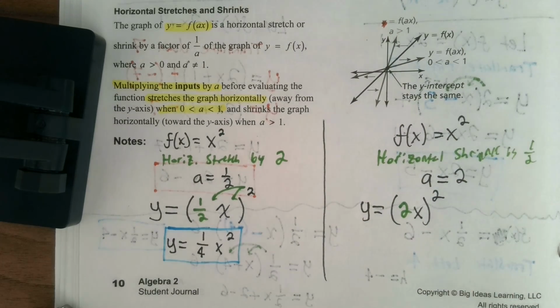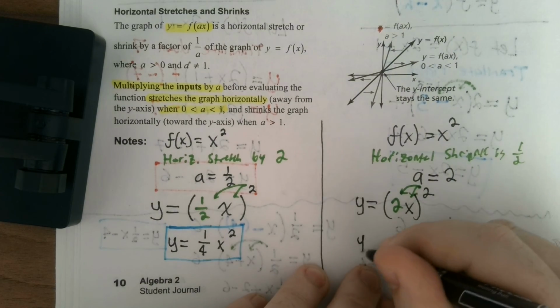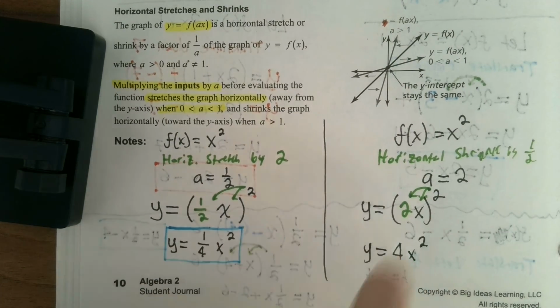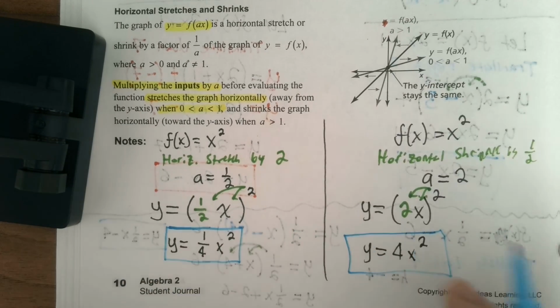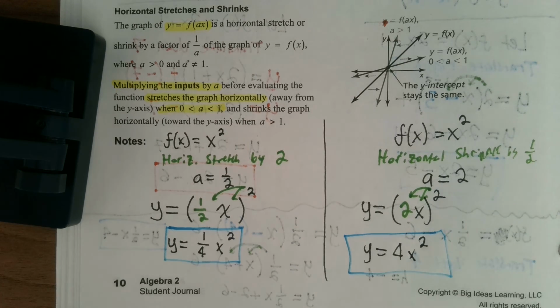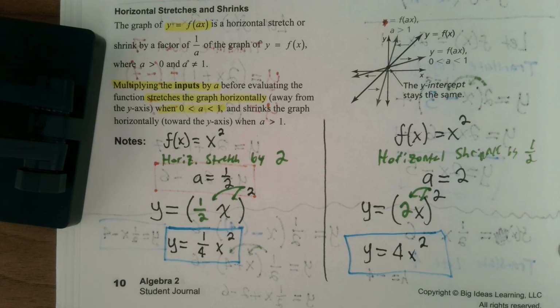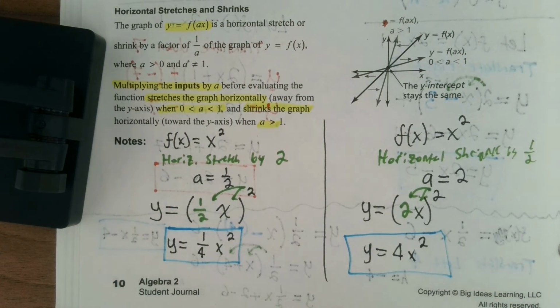But hang on a second, we can distribute that squared if we would like to, and we do. We end up with y equals 4x squared, because 2 squared is 4, x squared is just x squared. This is our horizontal shrink to be half as wide. Weird business, right? That's why I say that vertical stretches are like horizontal shrinks, and horizontal shrinks are like vertical stretches. They're similar, but not quite the exact same.